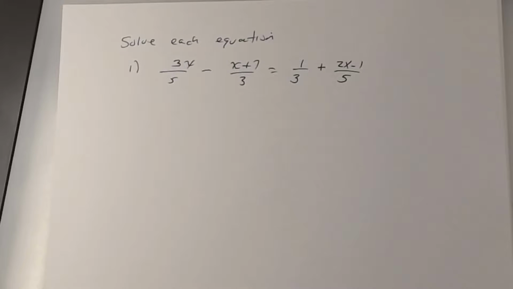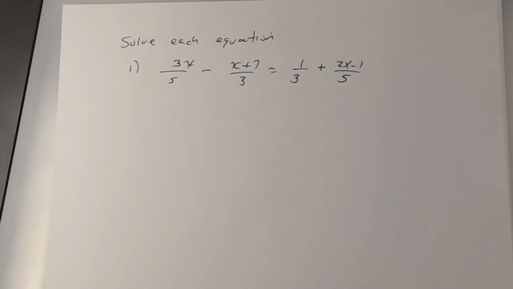All right, so you have a linear equation with fractions in it. So what's the idea? You want to get rid of the fractions, you want to clear the fractions. Okay, so you're going to do that by doing what? Finding the LCD and then doing what with that? Multiplying both sides by the LCD.